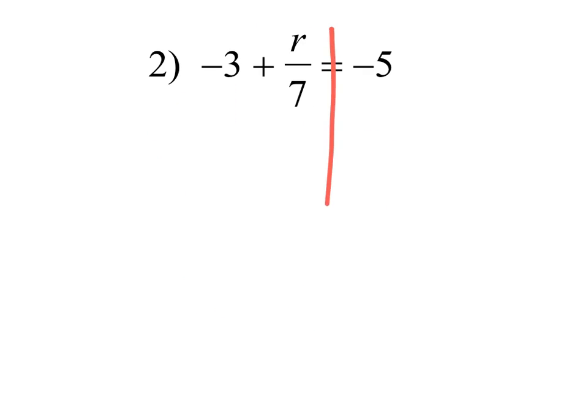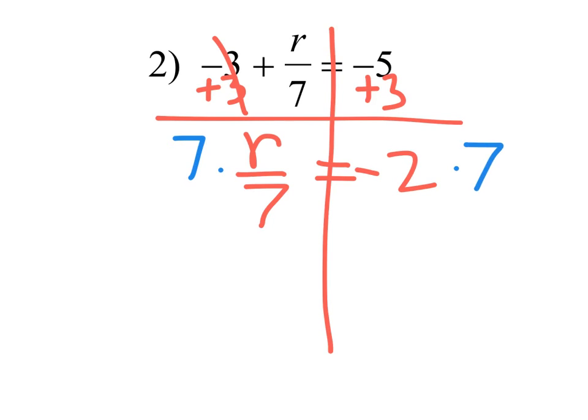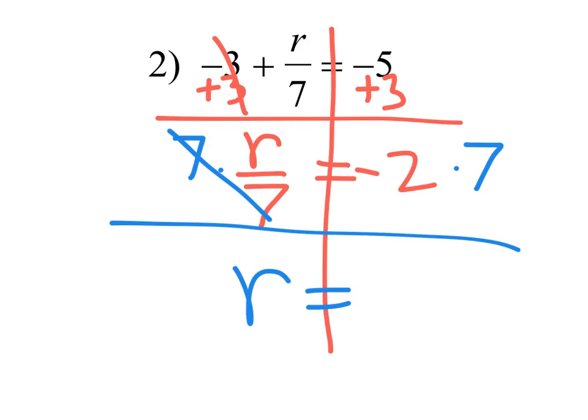Number 2, draw the line down the middle of the equal sign, add 3 on both sides. These will cancel. I'm left with r over 7 on the left side, and negative 5 plus 3 is going to be negative 2. We have division on the left side, so I'm going to multiply both sides by 7. These will cancel, and I'm left with r on the left side, and negative 2 times 7 is negative 14.